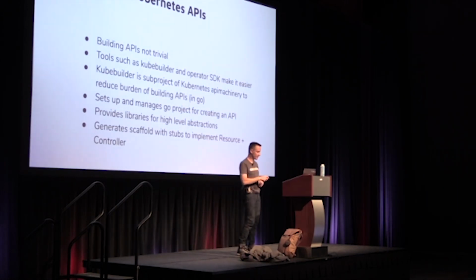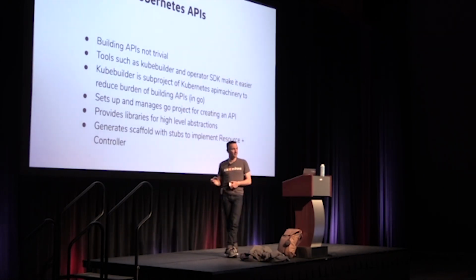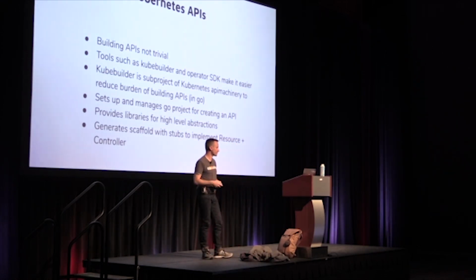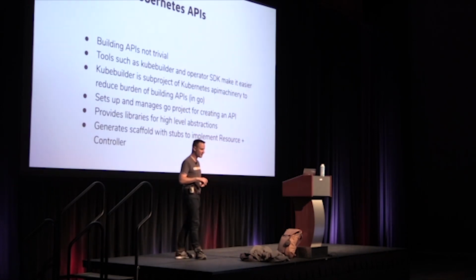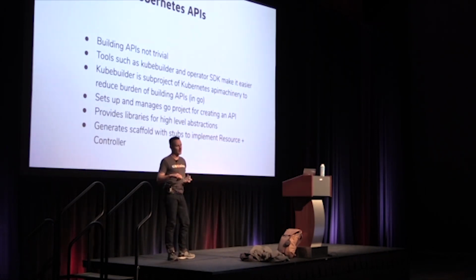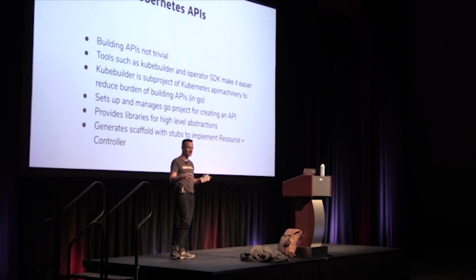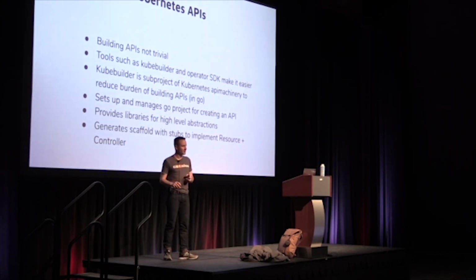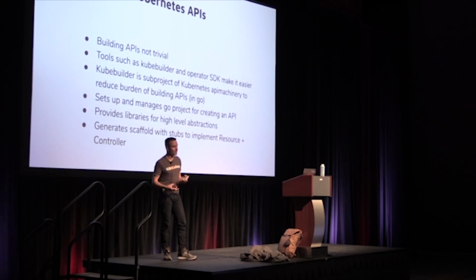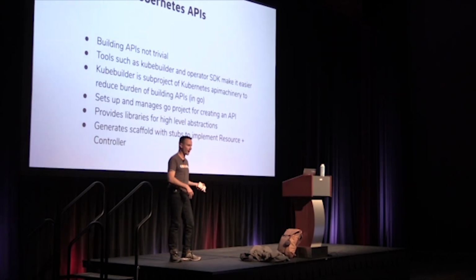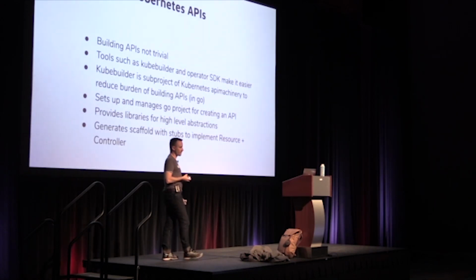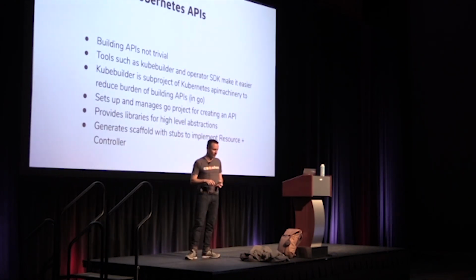simple. And in the second half of this workshop, we're going to be using one called KubeBuilder, which is a subproject of API Machinery and the Kubernetes project. What KubeBuilder does for you is it sets up and initializes a Go project, so you have the right set of dependencies, the right project structure, and the right main file, so it looks like everyone else's. And then it provides libraries for high-level abstractions, so you just say, I want a controller, I want it to watch this thing, and here's the reconcile implementation. And it will actually generate the stubs for that for you.